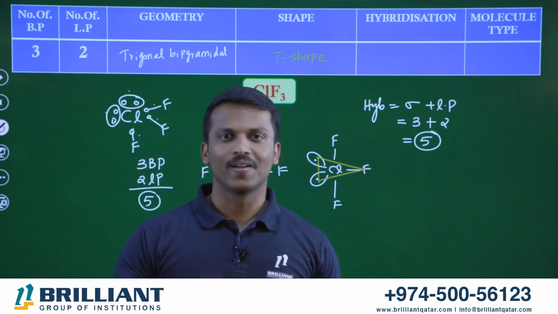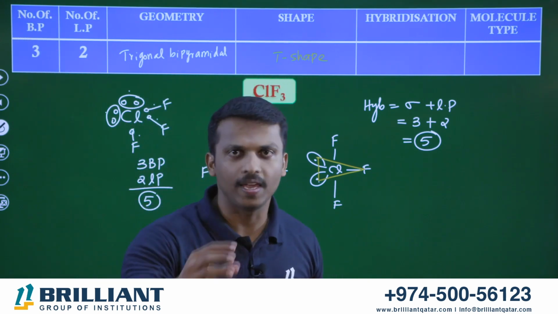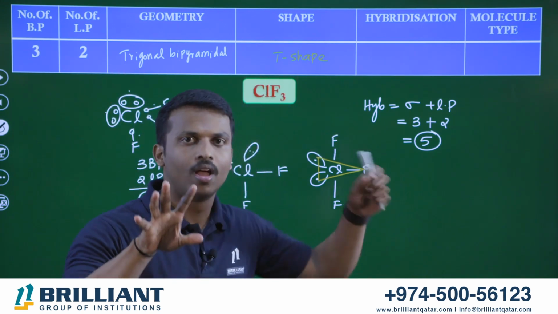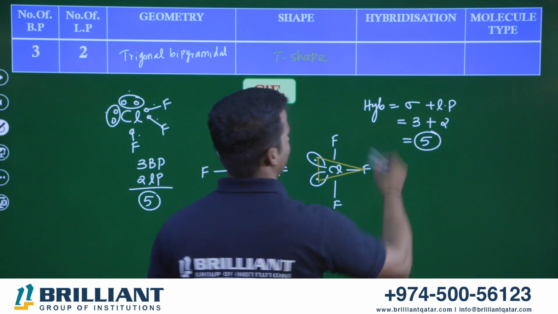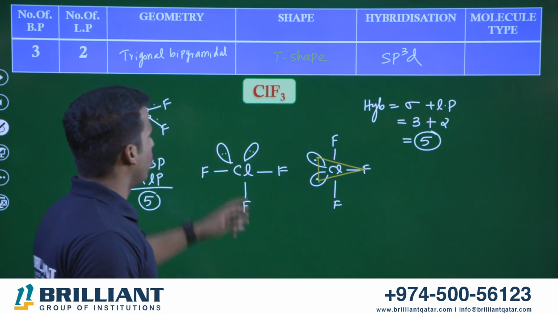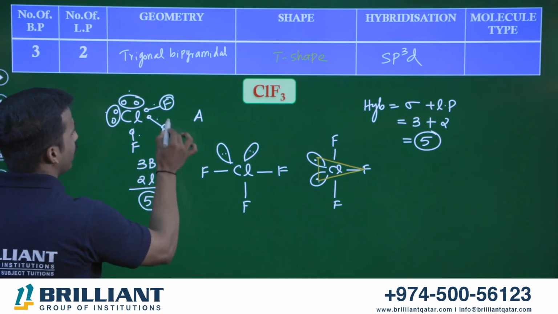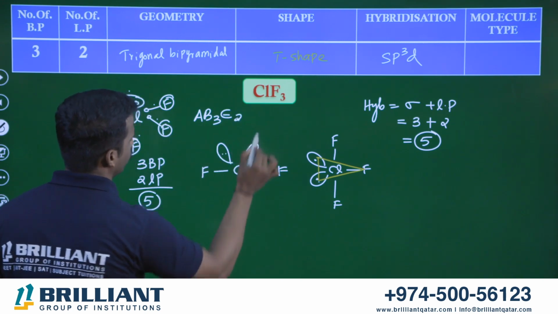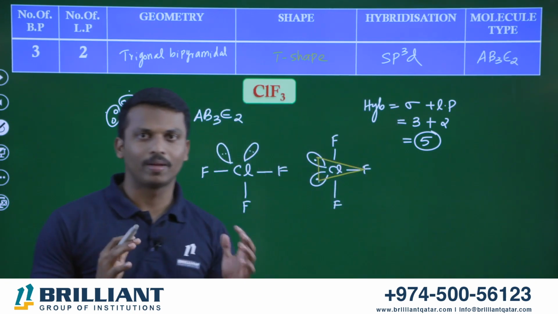So let us mix 5 orbitals. S orbital, P, P, P. So 1 S, 3 P orbitals are over, but only 4 we mixed, right? We need 5. After P orbital, what do we have? D orbital. So sp3d is the hybridization. What is the molecule type? How many central atoms do you have? Only one central atom, chlorine, A. How many surrounding elements? 3 fluorine, therefore B3. How many lone pair? 2 lone pair, therefore E2. So the type of the molecule is AB3E2.